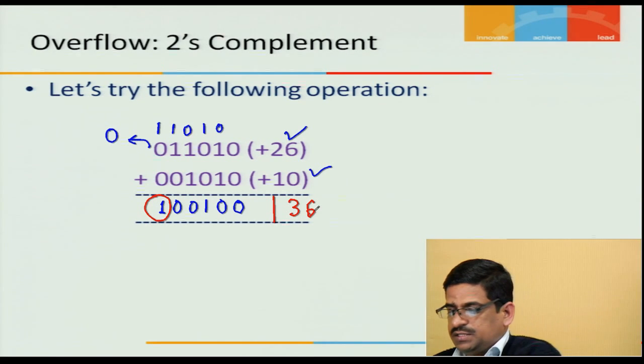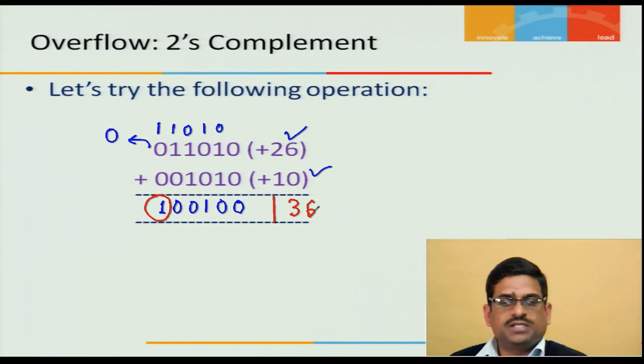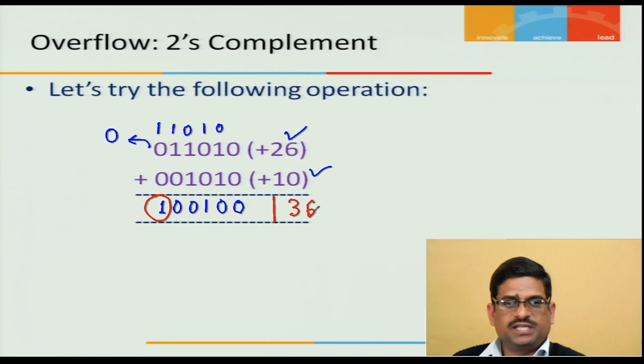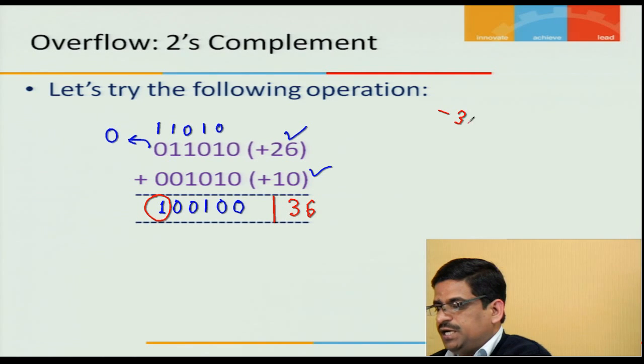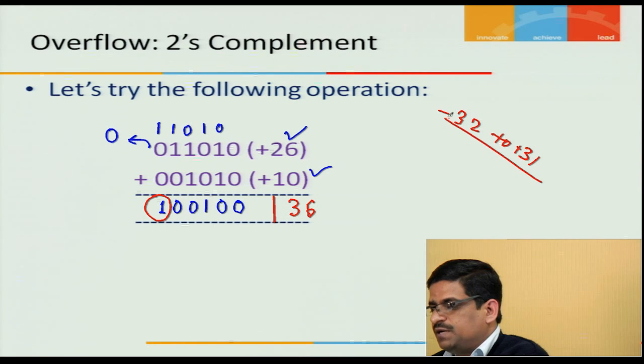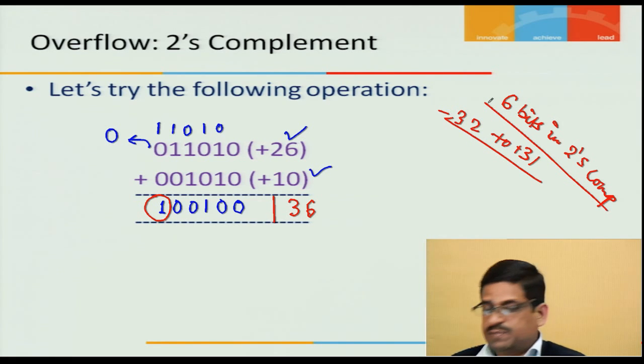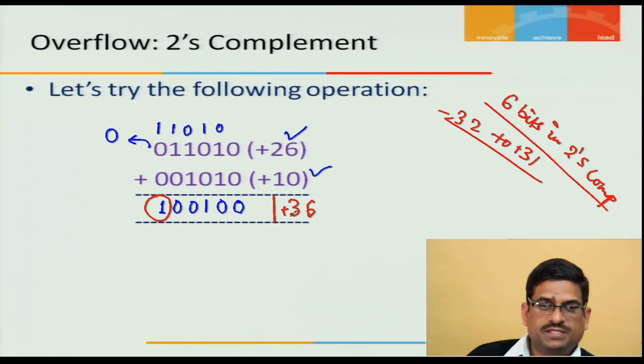Using 6 bits, my number will be in the range of... or I can put this question another way: what is the range of numbers which I can represent using 6 bits in the 2's complement form? With 6 bits the range will be minus 32 to plus 31. This is the range of numbers which I can represent with 6 bits in 2's complement form. Right? It means 36 cannot be represented with the help of 6 bits.